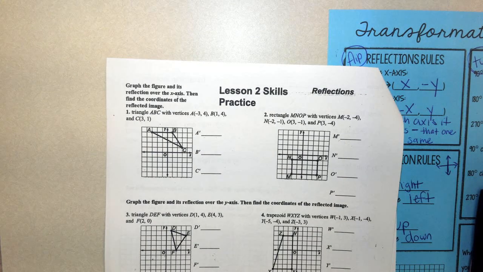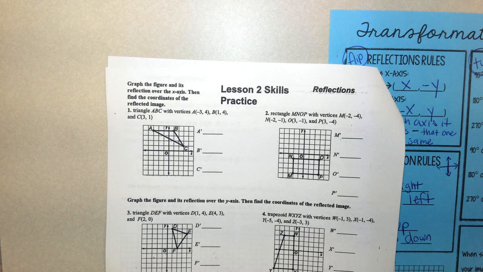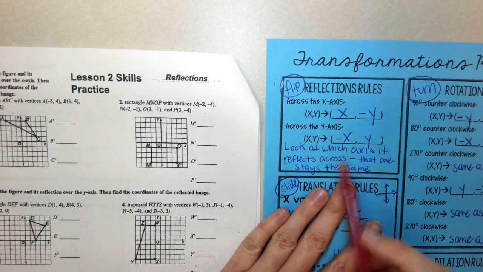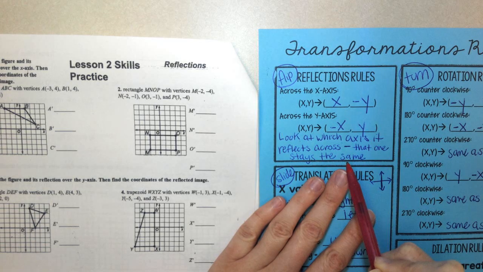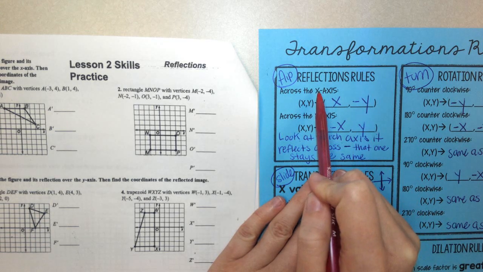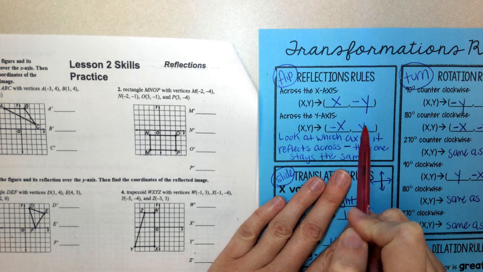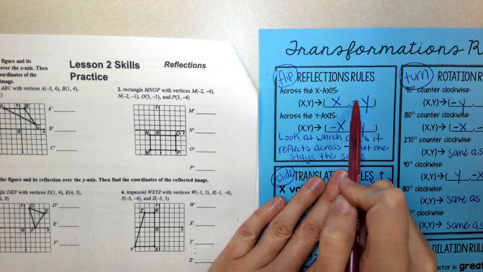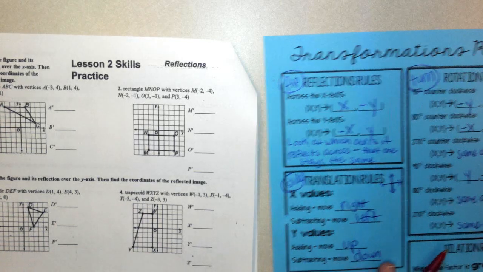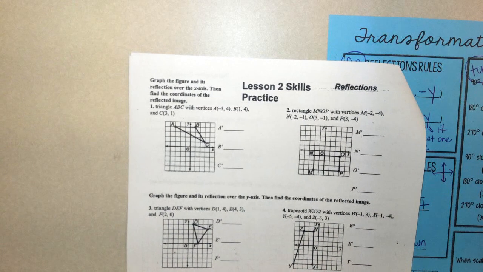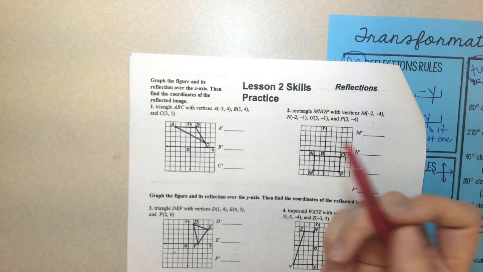So the next one is reflections. I just want to remind you for reflections that, remember, you look at which axis it reflects across. That one stays the same. So if it's reflecting across the x, the x value stays the same. If it's reflecting across the y, the y value stays the same. And this does not mean it becomes negative. It means it becomes the opposite. Okay. So let's go ahead and just do number 1.